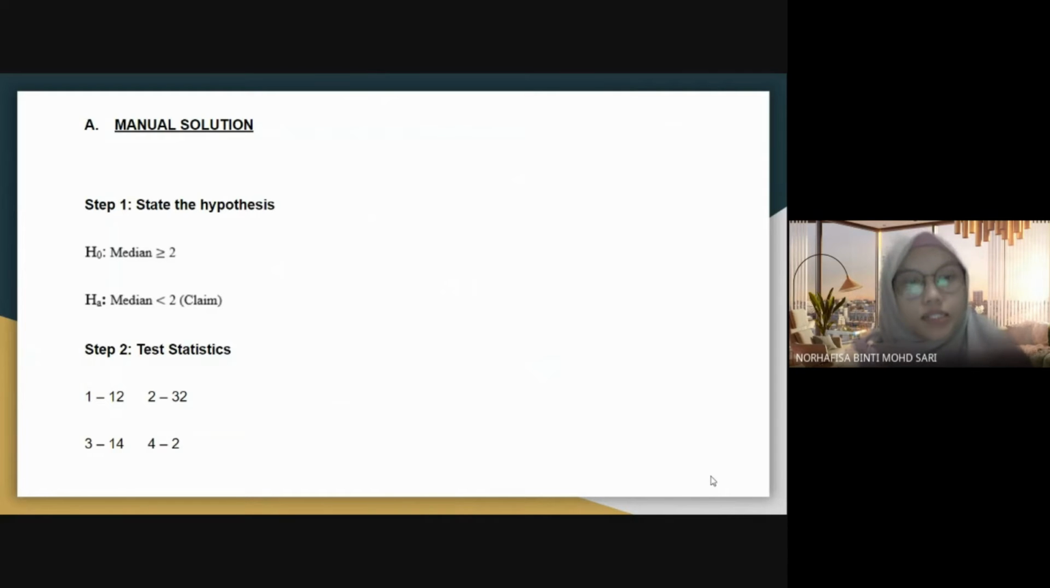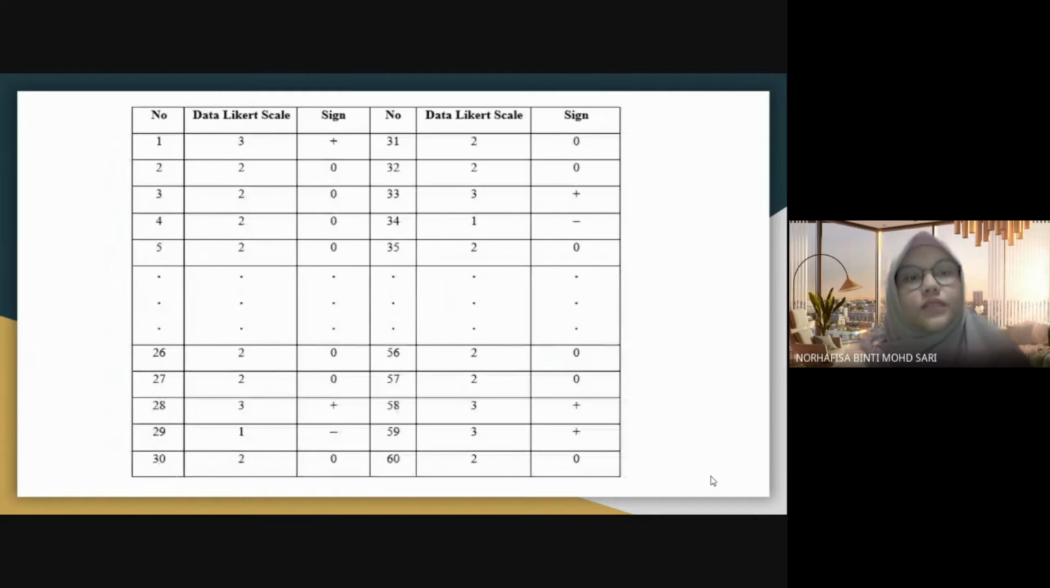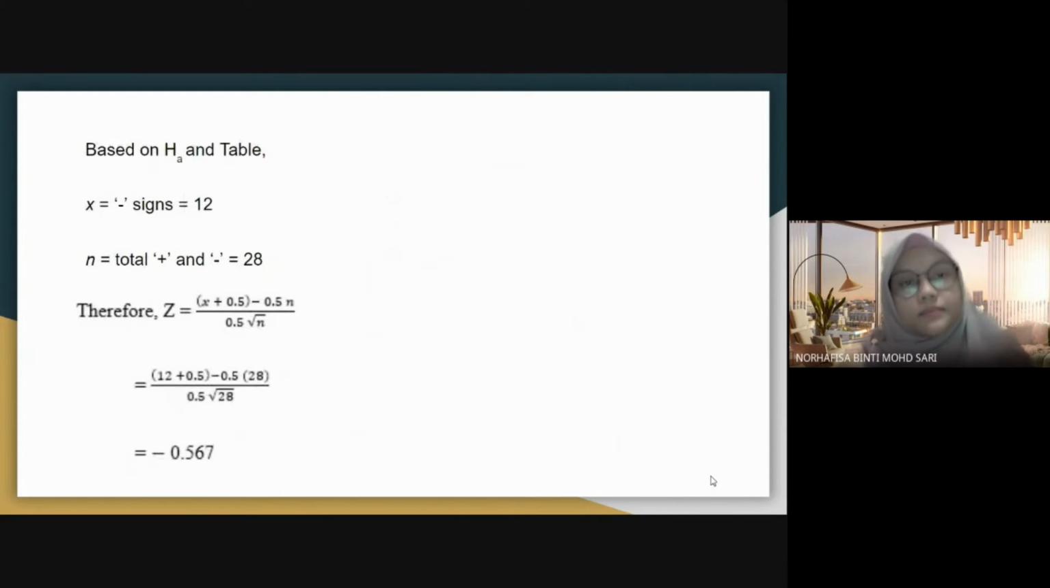Step 2 is the test statistic. From the Google Form, the number of students who chose 1 is 12, 2 is 32, 3 is 14, and 4 is 2. From the data, we have to assign each Likert scale value a positive, zero, or negative sign. Based on the table, S is equal to the negative sign count, 12, and N, the total of positive and negative signs, is 28. We put the values of S and N into the formula.